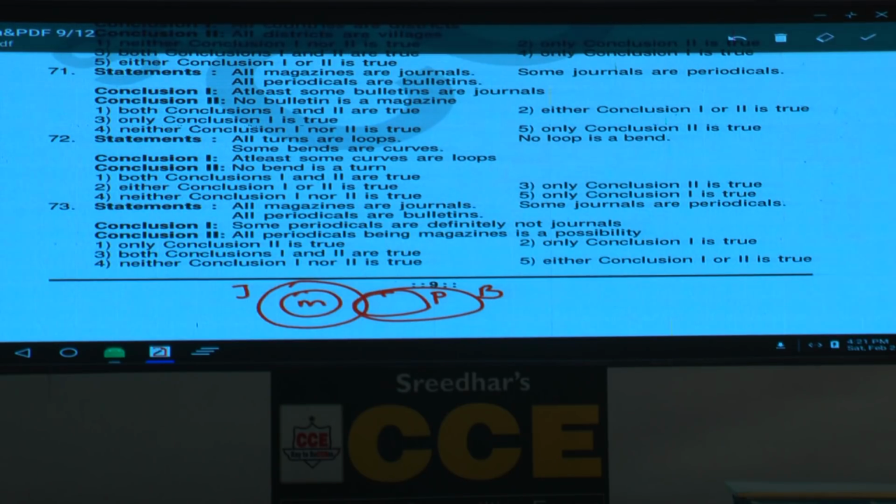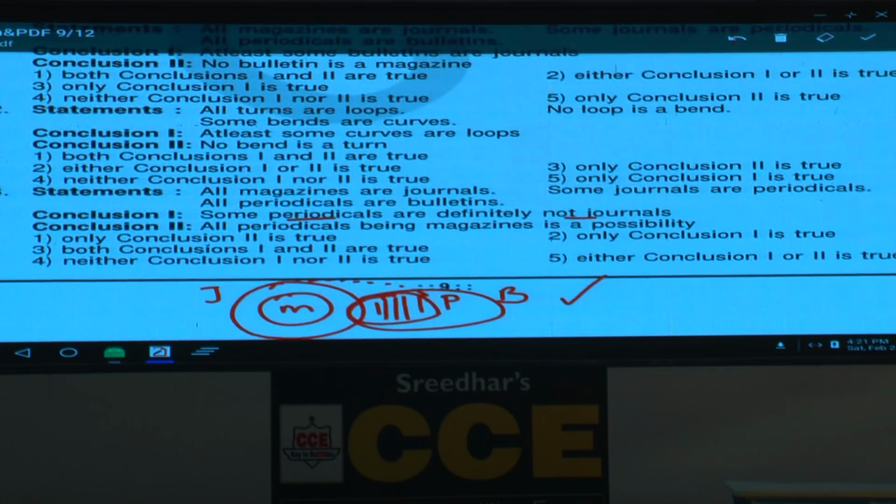The first conclusion is what? Some periodicals are not journals. This is not definitely true. It is a negative conclusion, and to make it false, we need to prove all periodicals are journals. Now tell me whether we can prove like this or not. Now I am extending these journals like this. Tell me whether I can extend these journals like this or not. Hence alternate diagram proven, previous conclusion will be false.